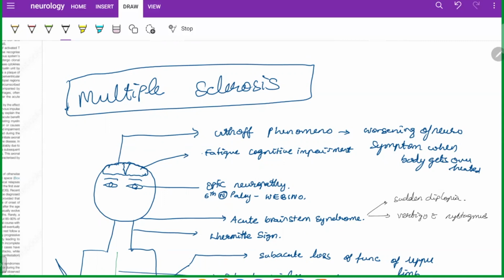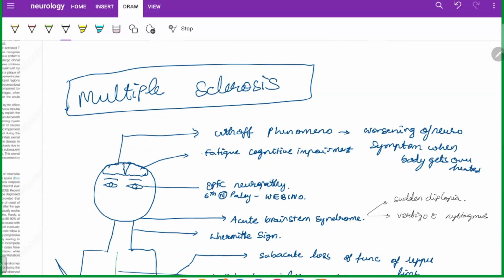Third one, eye-க்கு போறோம். Eye-ல என்ன problem ஆகுது? Optic neuropathy. Sixth nerve palsy. So that is what you call as a wall-eyed bilateral internuclear ophthalmoplegia. That is called as WEBINO. So Uthoff syndrome, fatigue, cognitive impairment, then you're going to have an optic neuropathy.